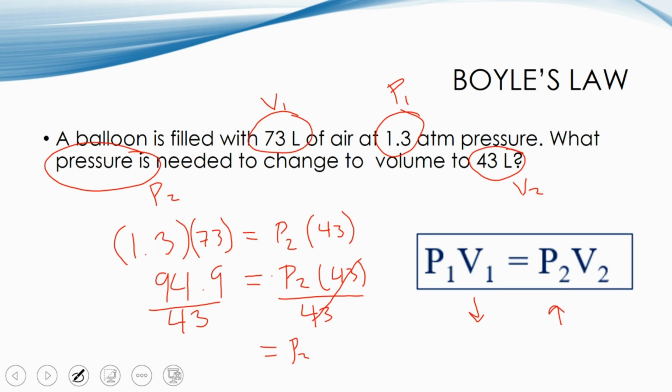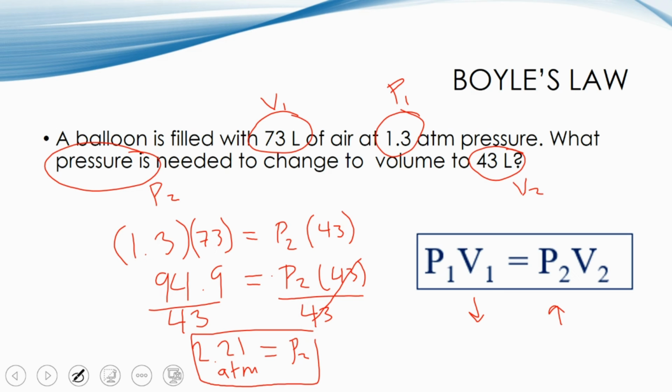So let's see if it works out. We're going to do 94.9 divided by 43. And that comes out to be a pressure of 2.21. Again, I'm rounding, and that is going to be in atmospheres, so ATM. So that is exactly as expected. We said our volume went down, so we would expect the pressure to go up. And the pressure went from 1.3 up to 2.21.